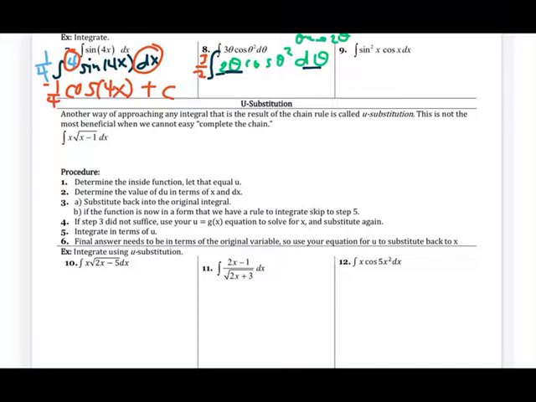So how do I get cosine theta squared? I get it from sine theta squared. The 3 over 2 is going to stay in front, and I'm going to have a plus c.